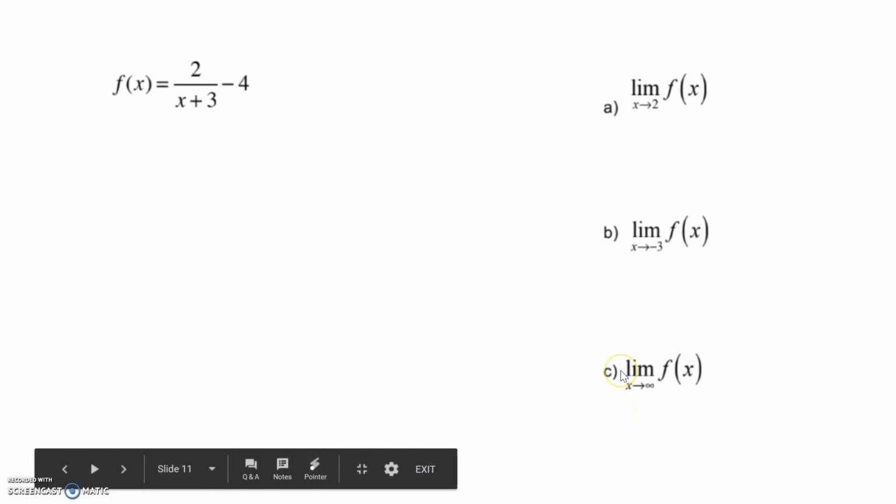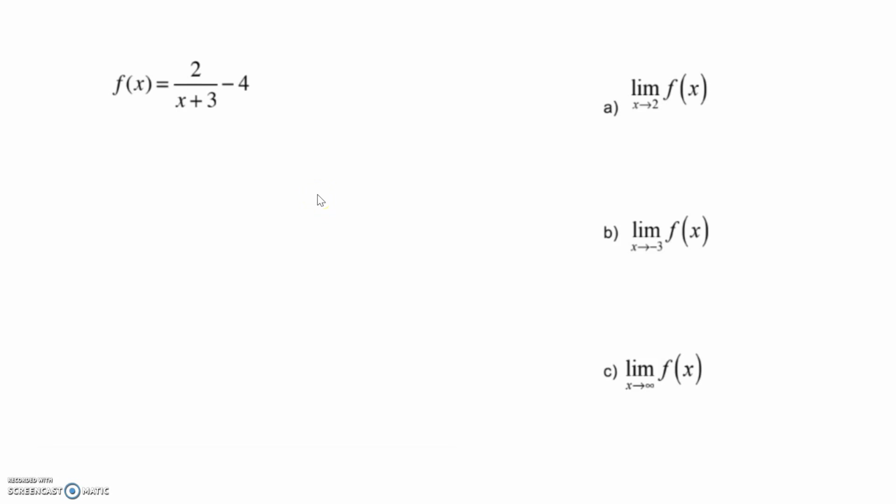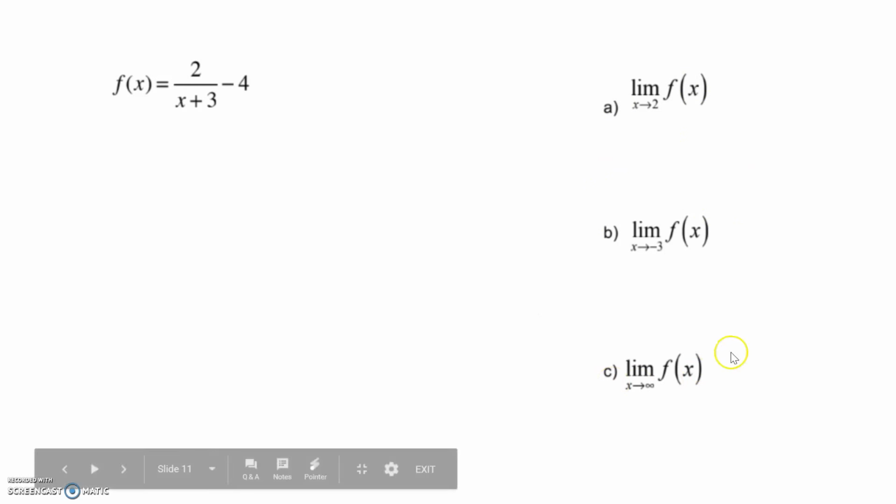Here's the second question, which is a rational function, 2 over x plus 3, minus 4, and you have to find the limit as x approaches the aforementioned values.